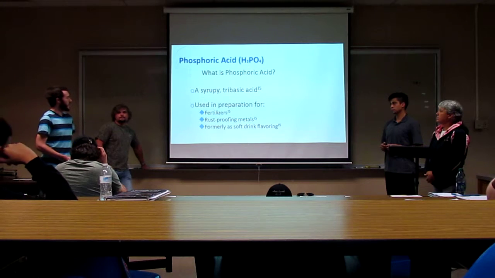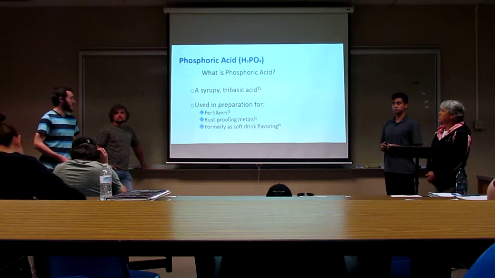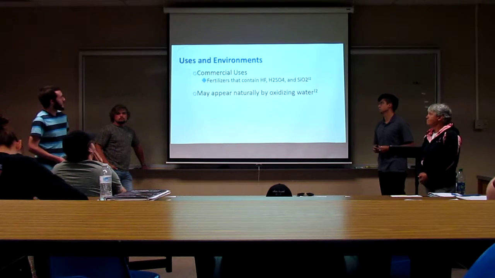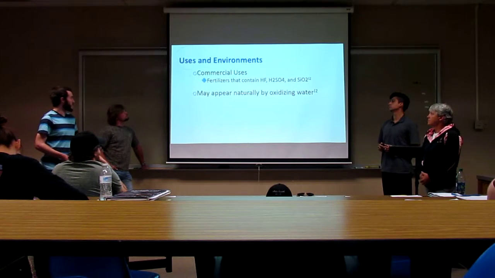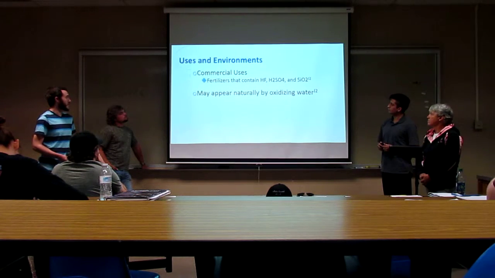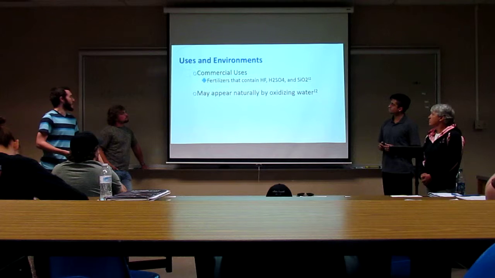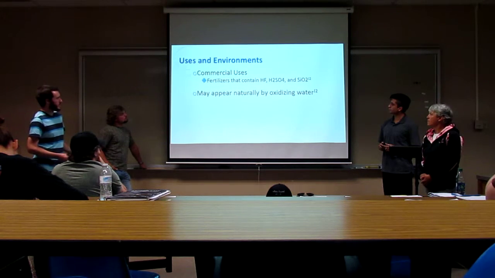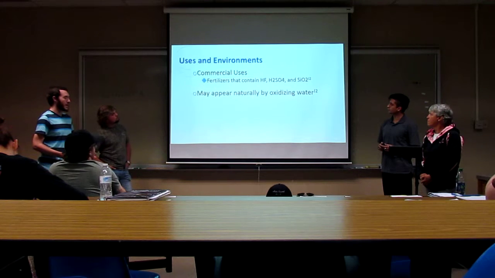Sulfuric acid. It's used for rust-proofing materials, and it was formerly used as a soft drink flavoring. As the previous slide said, its commercial uses are fertilizers that usually contain hydrogen fluoride, sulfuric acid, and silicon dioxide, and it may also appear naturally by oxidizing water.